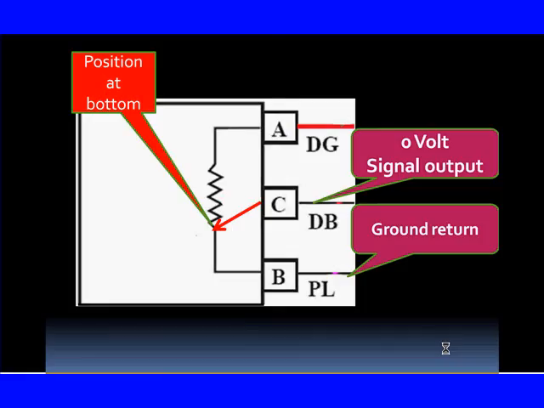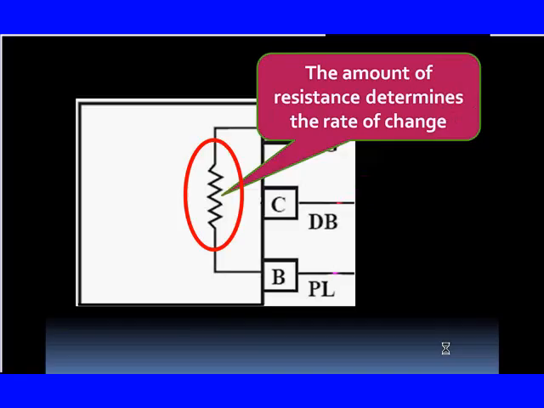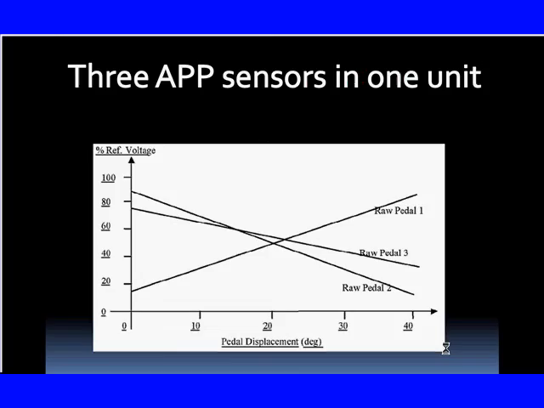Now we know that no sensors do this. They don't go between 0 and 5 volts. They have a limited range. But the amount of resistance determines the rate of change, how fast the voltage changes for each degree of movement. When we take a look at this, we begin to understand what we're talking about.